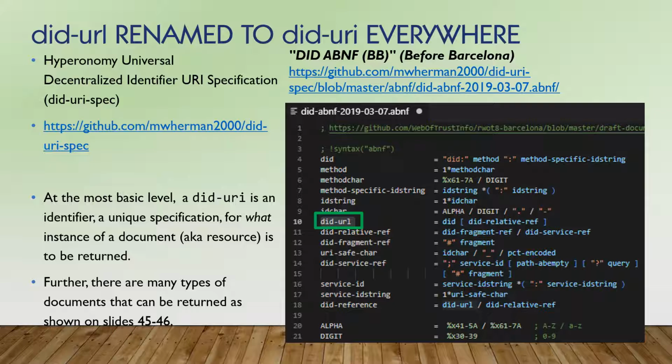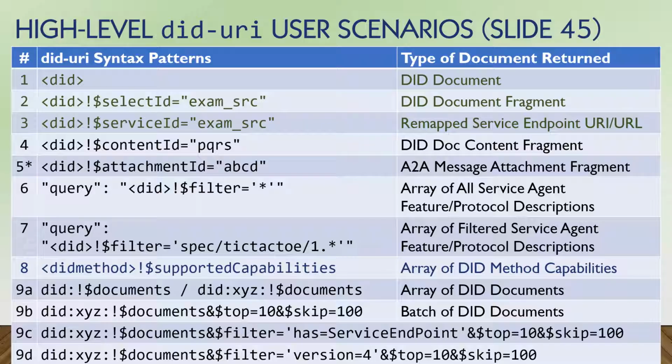And then just kind of a footnote, and this is almost like the simplest summary of this whole presentation. A did-uri is an identifier, a unique specification for what type of document is to be returned. And there's many types, as shown on slides 45 and 46. We'll just quickly look at slide 46 because I want to continue with the rest of the deck scenarios. So here we've got about 19 currently.